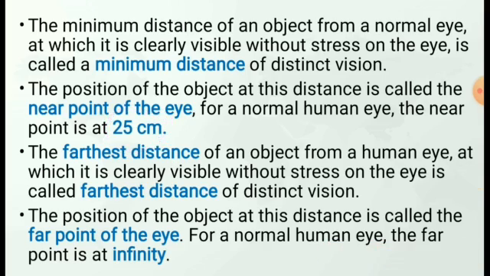The farthest distance of an object from a human eye at which it is clearly visible without stress on the eye is called the farthest distance of distinct vision. The position of the object at this distance is called the far point of the eye. For a normal human eye, the far point is infinity.